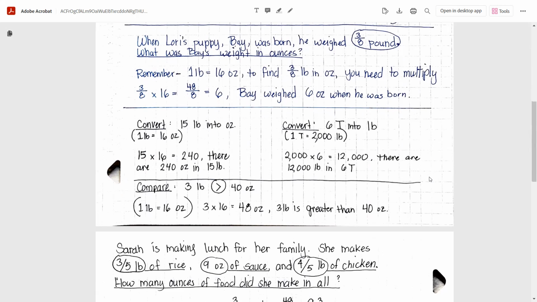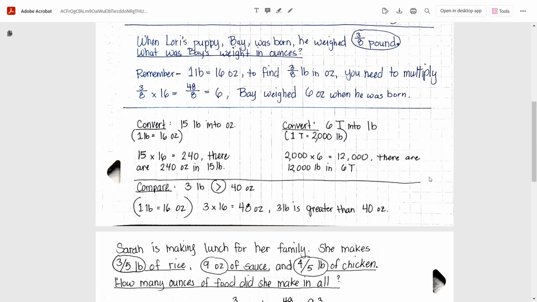Let's take a look at our first example. It says, when Lori's puppy, Bay, was born, he weighed 3/8 of a pound. What was Bay's weight in ounces? So I need to convert 3/8 of a pound into ounces. Now I know that 1 pound is 16 ounces. So to find 3/8 of a pound, I need to multiply 3/8 times 16.